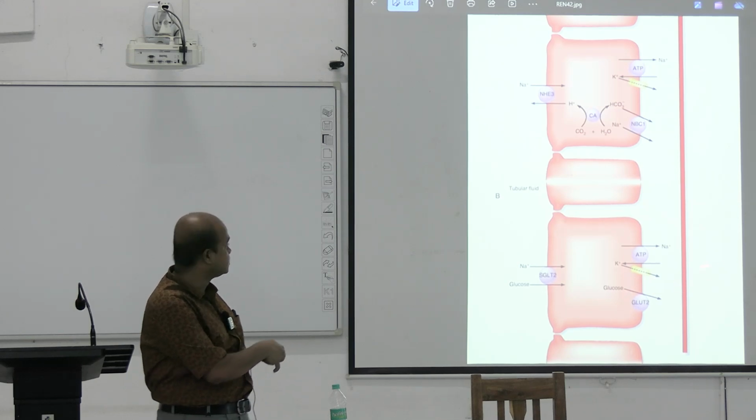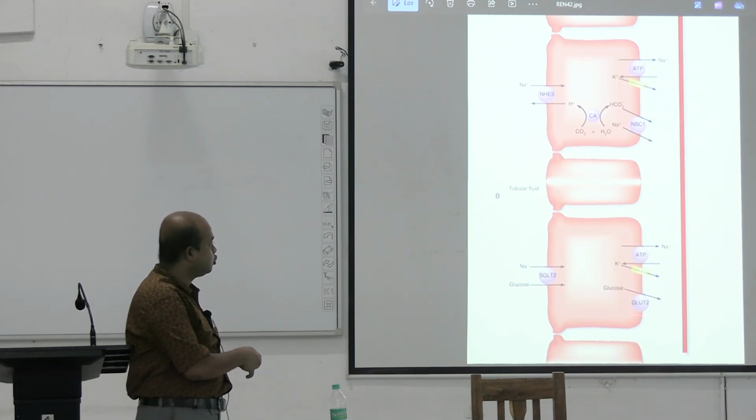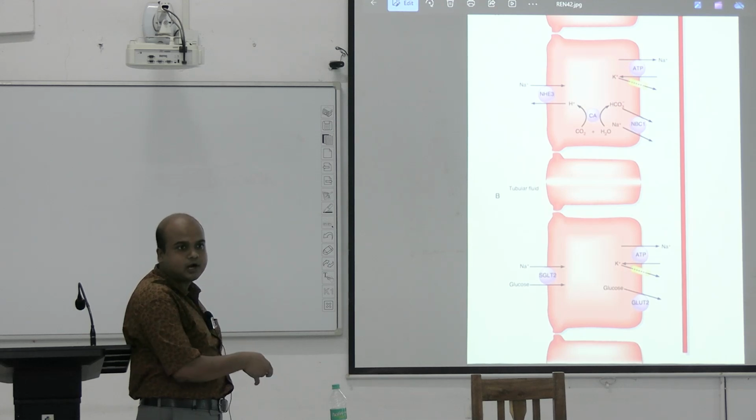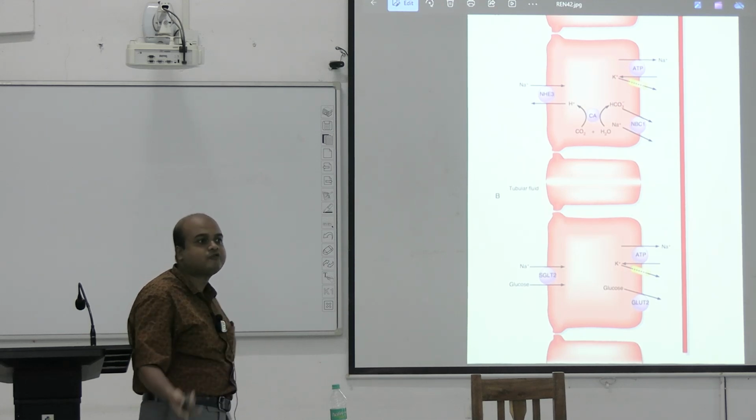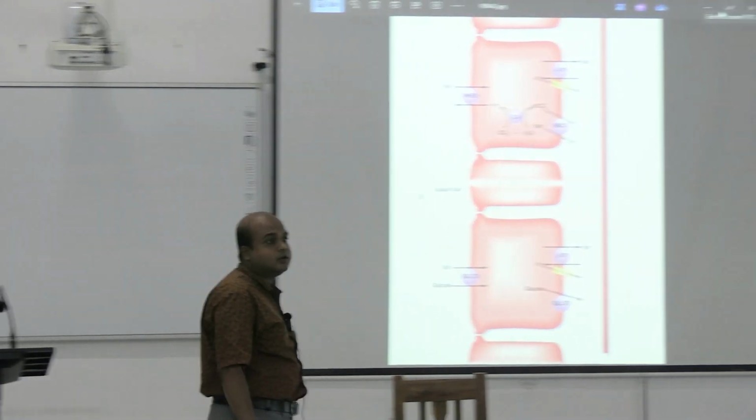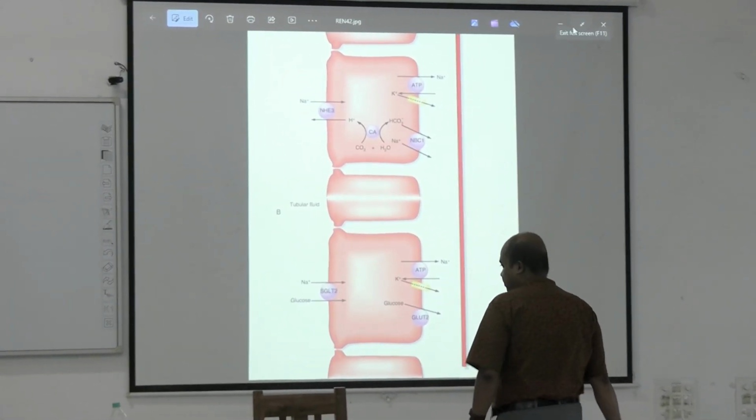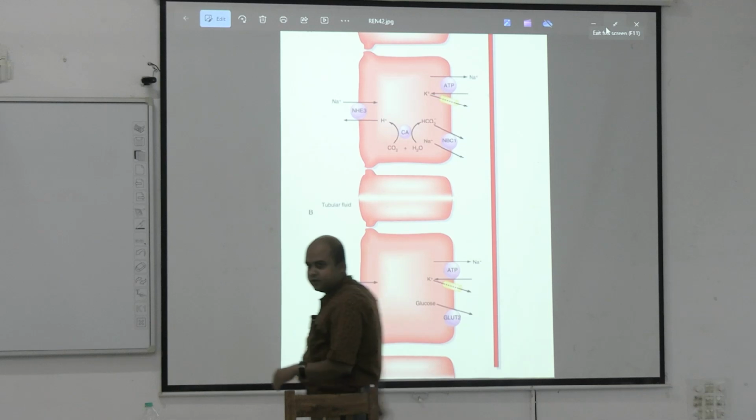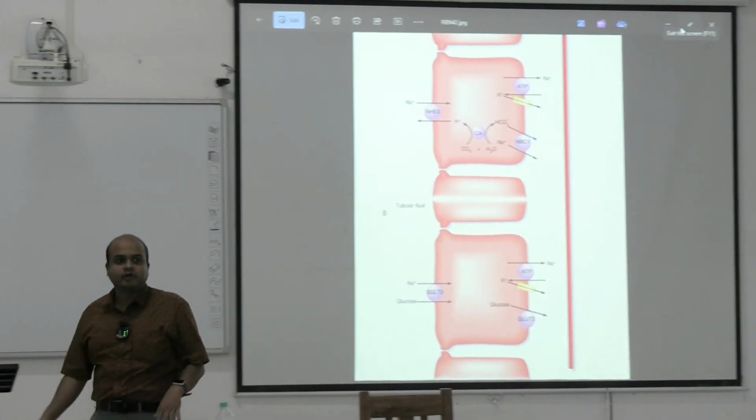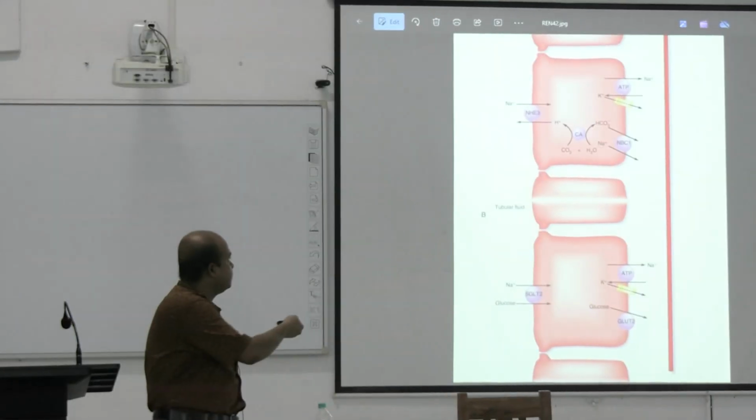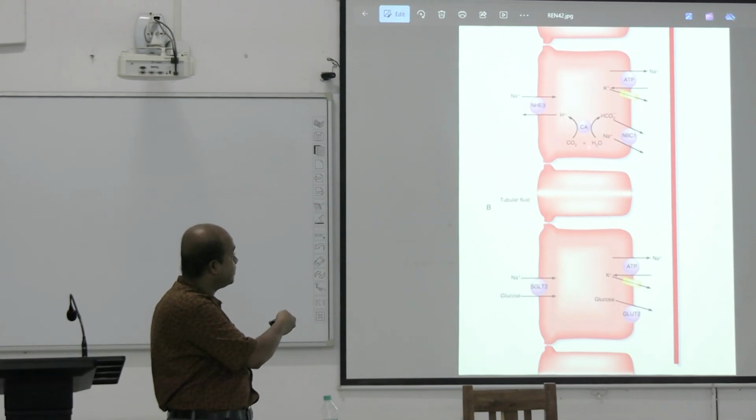secondary active transport. And GLUT2, through which glucose goes out into the lateral intercellular space, is an example of facilitated diffusion. It cannot diffuse directly, it has to be facilitated by a protein. Diffusion does not require energy. Okay, so this is the first half.